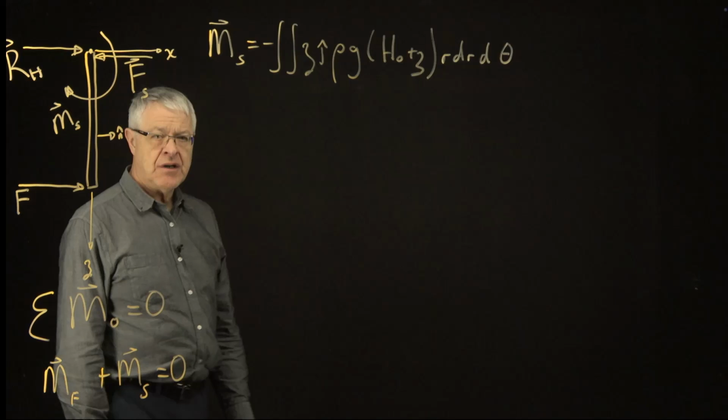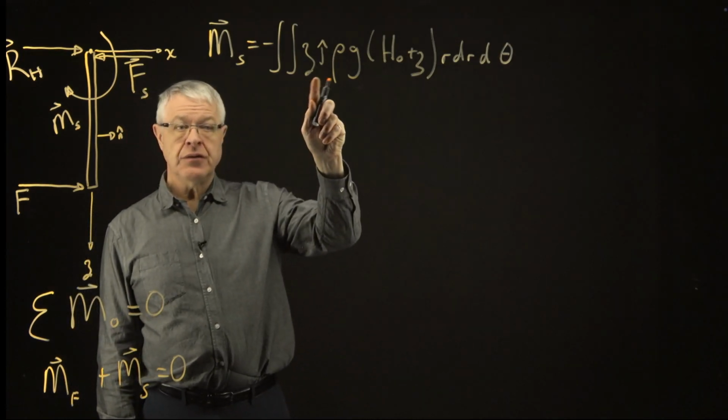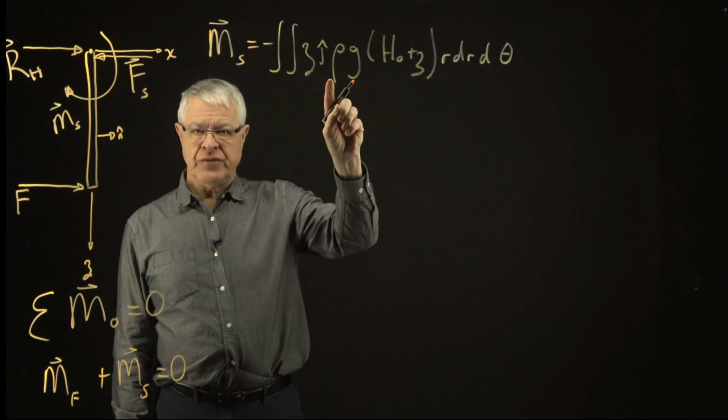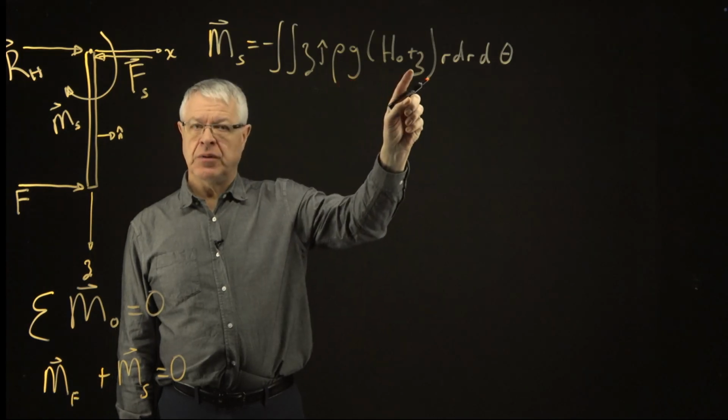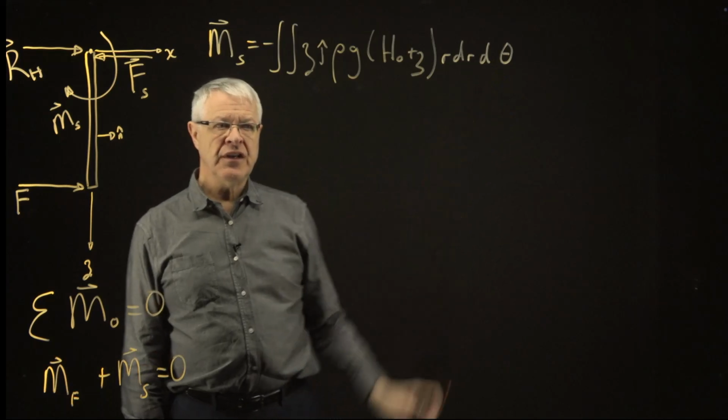So this is the entire integral reassembled. So we have our r cross n here, z j hat. We have our expression for pressure, rho g (h naught plus z). And then finally our element of area, r dr d theta.